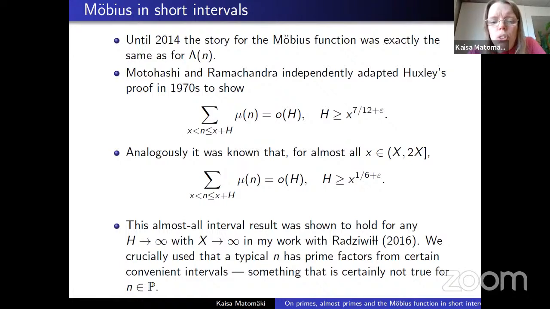And here we crucially use the fact that the typical n has prime factors from certain convenient intervals. And this is certainly not true for the primes because they don't have any prime factors whatsoever except for the prime itself. So this was something we thought shows there is a difference between studying the Möbius function and the primes. And for the Möbius function, one can do much shorter intervals when one looks at the Möbius function in almost all intervals.